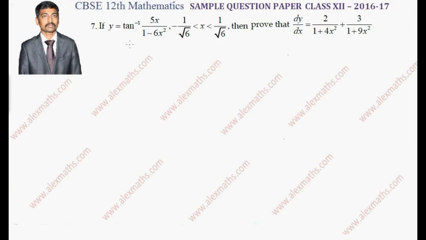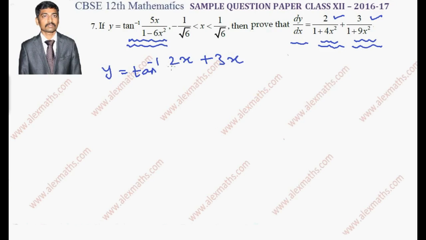If y is equal to tan inverse 5x by 1 minus 6x square, prove that dy by dx equal to 2 by 1 plus 4x square plus 3 by 1 plus 9x square. Since we have 2, 3, 4x, 9x square, before finding dy by dx, this expression should be written in a form so that we get this answer. So I will take y is equal to tan inverse of 5x, which can be written as 2x plus 3x whole divided by 1 minus 6x square, that is 2x into 3x.